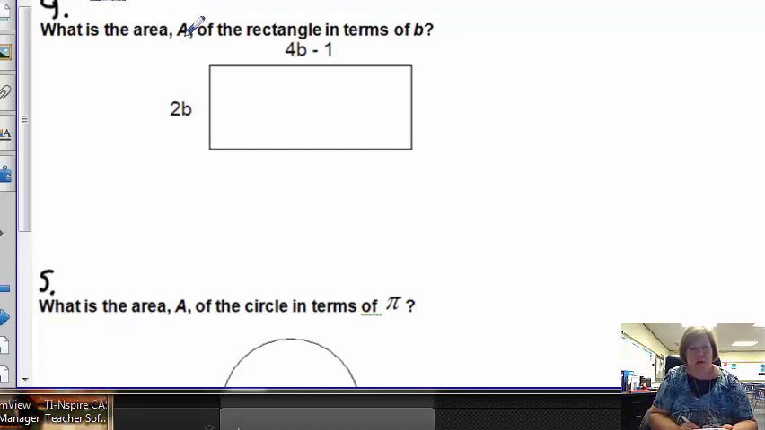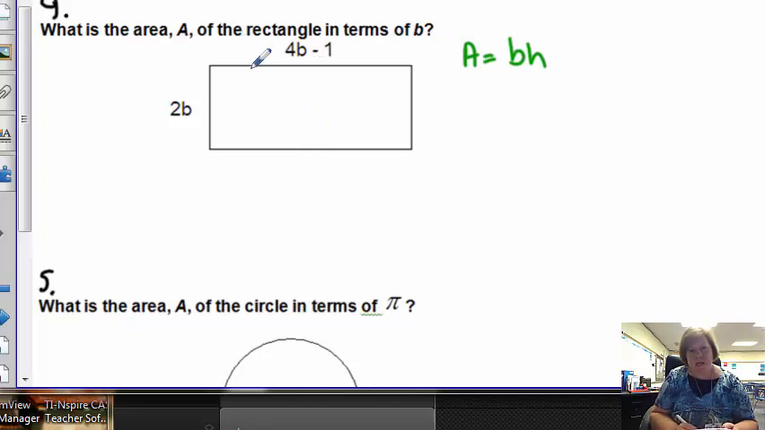Okay, so question 4, what is the area A of the rectangle in terms of B? First we consult our formula chart, and it says that the area of a rectangle, well, it doesn't actually have rectangle, it has a parallelogram, is B times H, which is base times height. On a parallelogram, that's going to be the base, which would be any side, and then the height is the perpendicular distance from one side to the other.